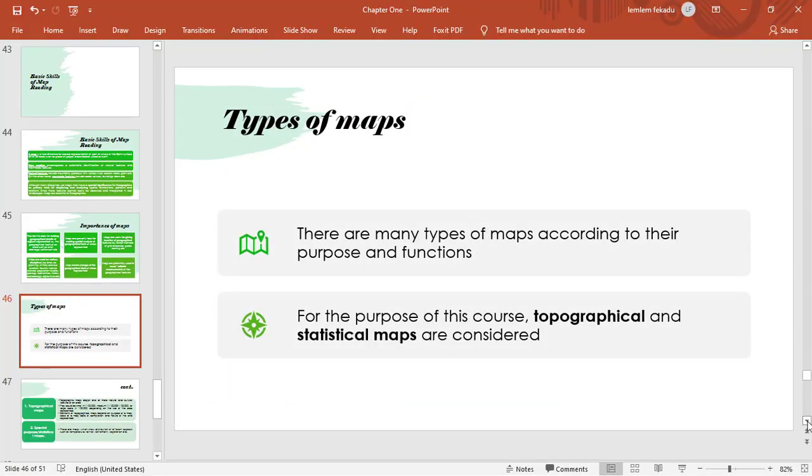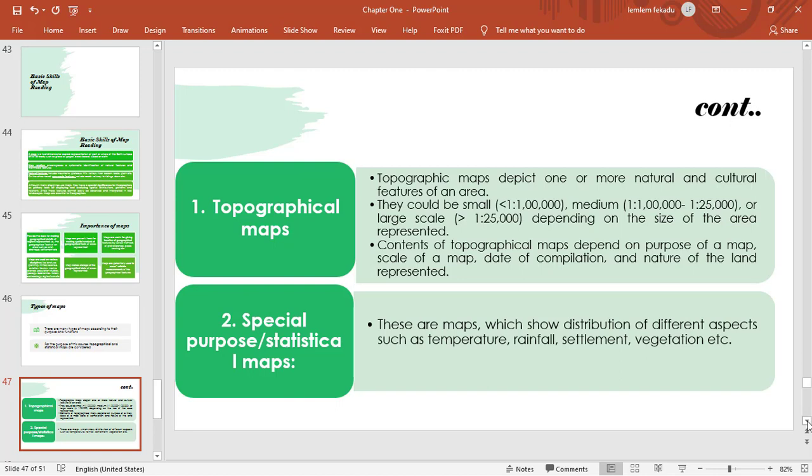Types of maps. There are many types of maps according to their purpose and functions. For the purpose of this course, only topographical and statistical maps are considered. Now let's see what topographical and special purpose or statistical maps are.